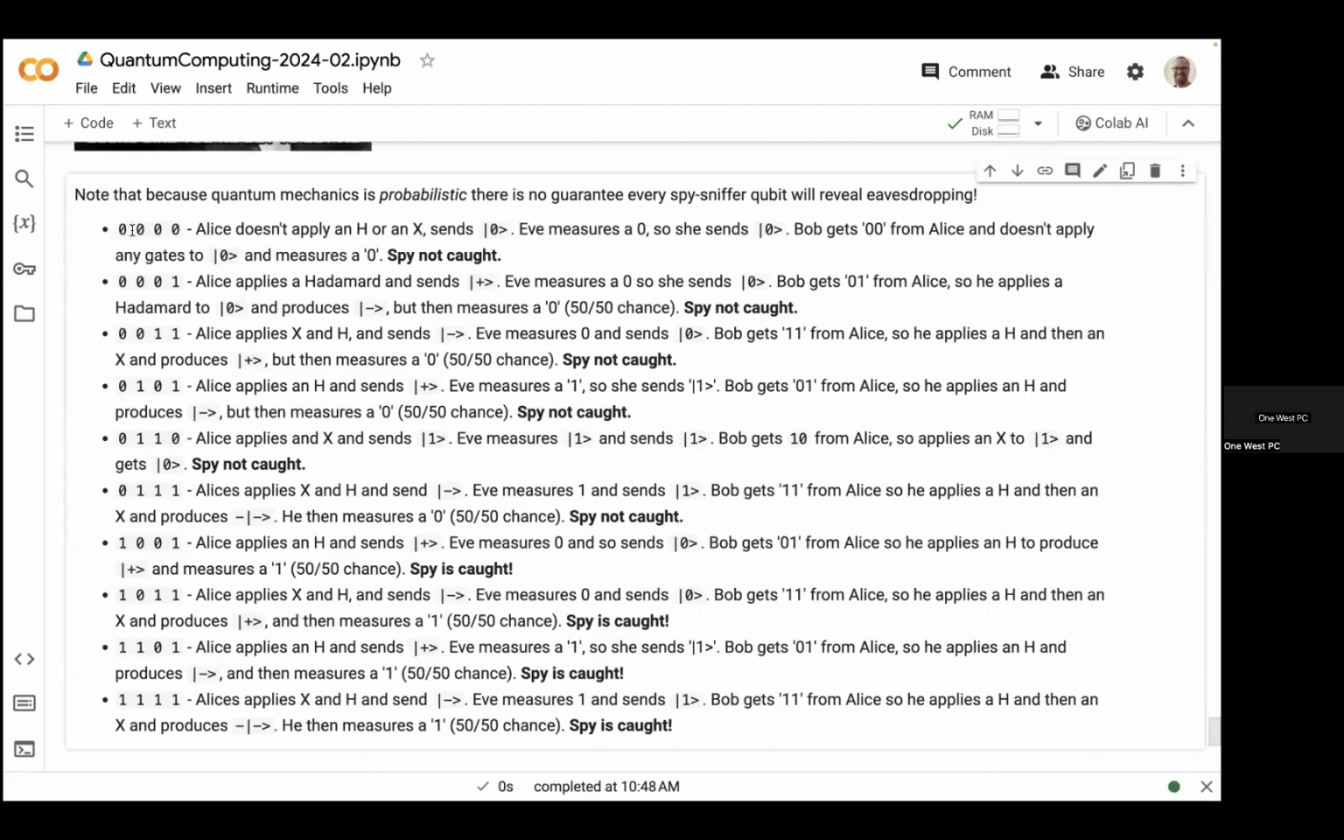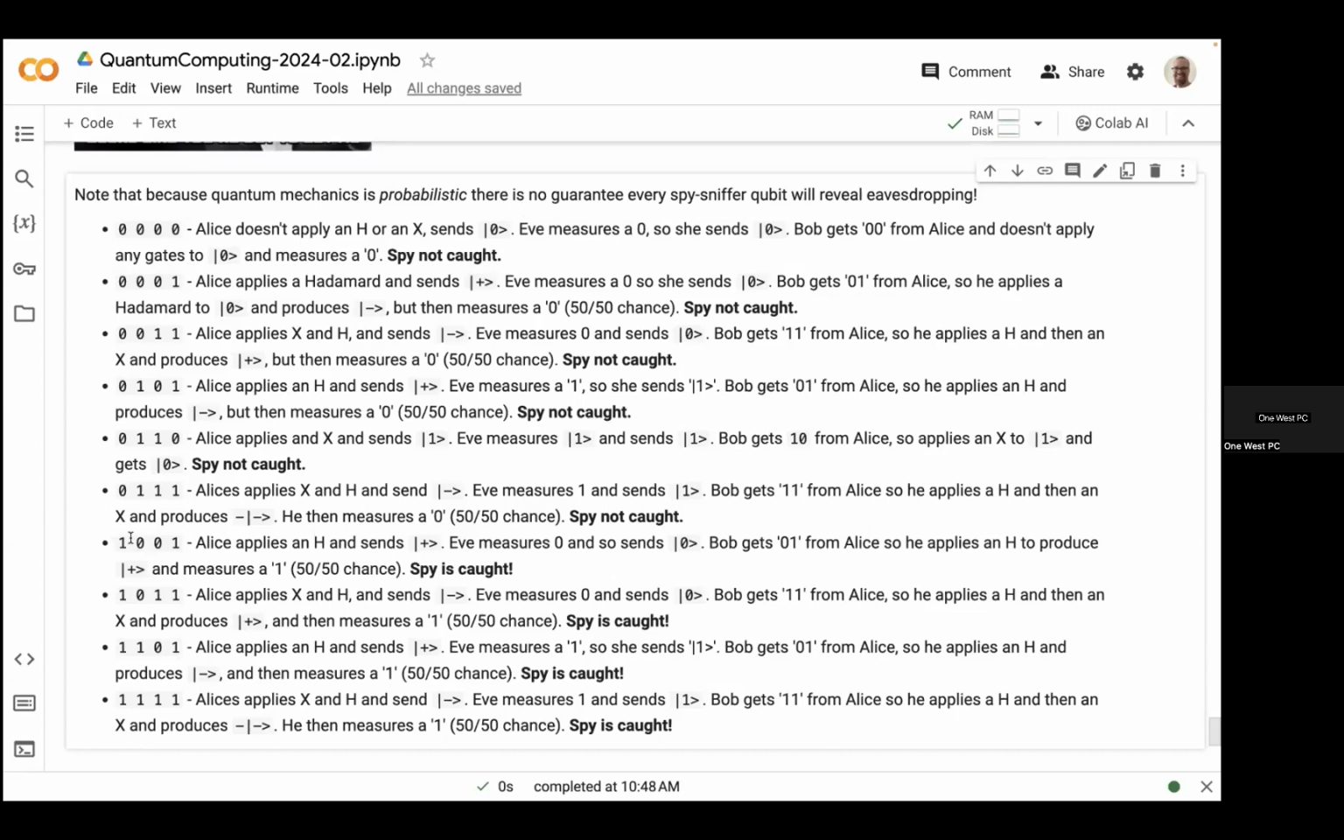In the case of measuring all 0s, what this means is that Alice doesn't apply a Hadamard or an X. She generated 2 0s. So the 2 0s on her 2 random numbers means that she just sends something in the computational basis, sends a 0. Bob gets those classical 0s from Alice. He doesn't apply any gates. Eve in the middle captures a qubit, measures in the computational basis, finds a 0 because that's what it was, sends a 0, so the spy isn't caught. And then there are different cases depending on what Alice does and what measurements are made.